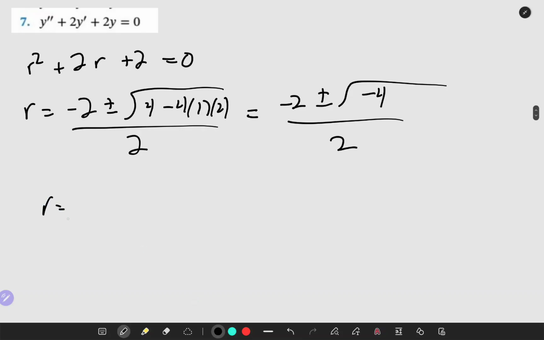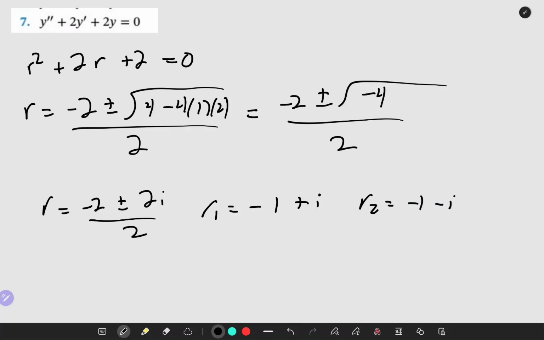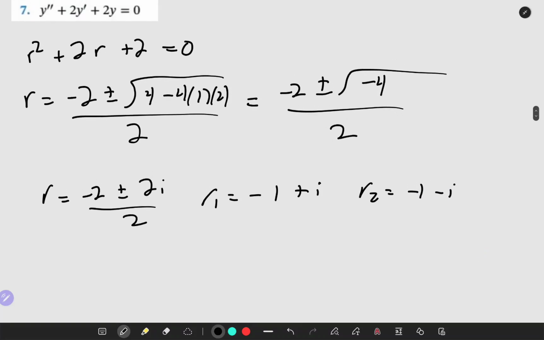So for this one, we're going to have negative 2 plus or minus 2i over 2, right? So our r1 would be negative 1 plus i. r2 would be negative 1 minus i. So right to here, I can skip writing down y1 and y2, even though I should, and I can just go right to the general solution, right? I can go right to the general solution.